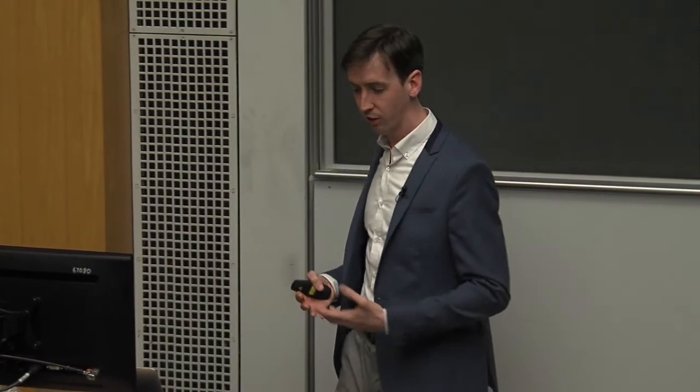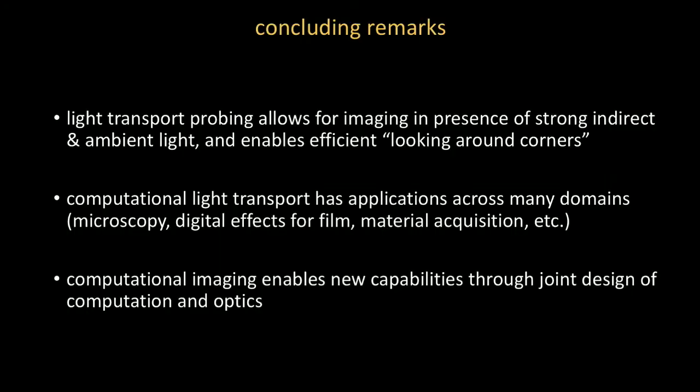So overall, I want to just reiterate that light transport probing allows us to perform all these different imaging tasks for capturing the 3D shape more robustly, dealing with indirect light, dealing with ambient light, and even dealing with cases where you don't have direct line of sight with an object. And more generally, computational light transport, while I focused on the acquisition of 3D shape, there's a lot of different applications for this kind of area. That is, there's a lot of different techniques that make use of both active lighting and sensing in order to perform a wide variety of tasks.